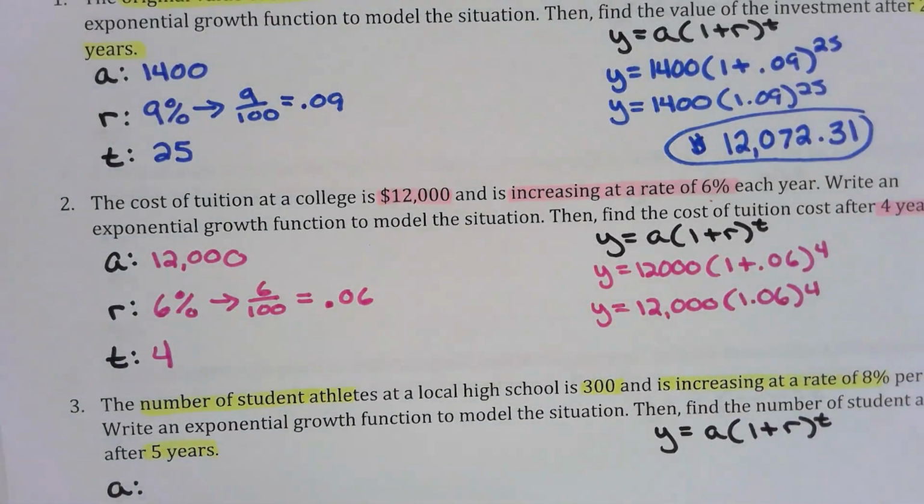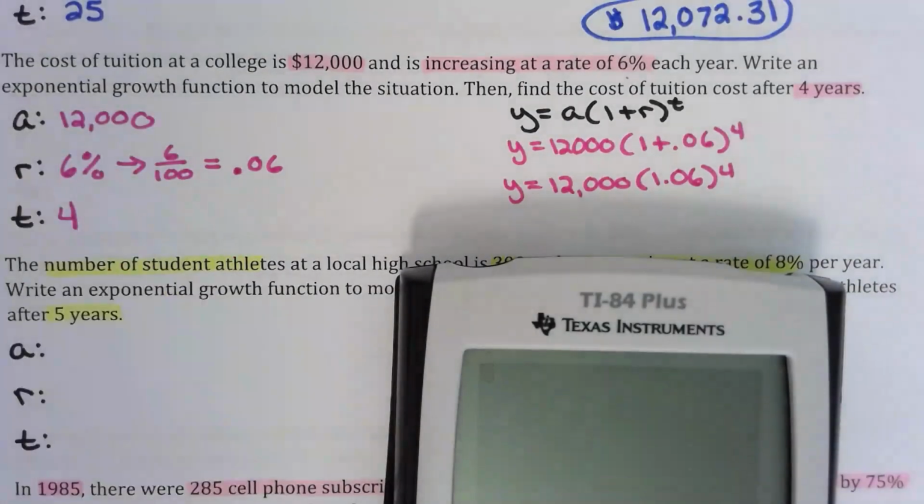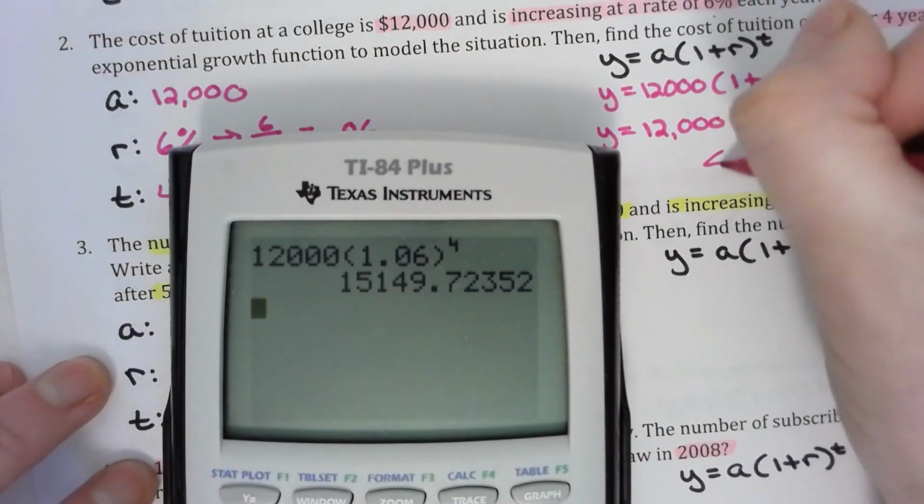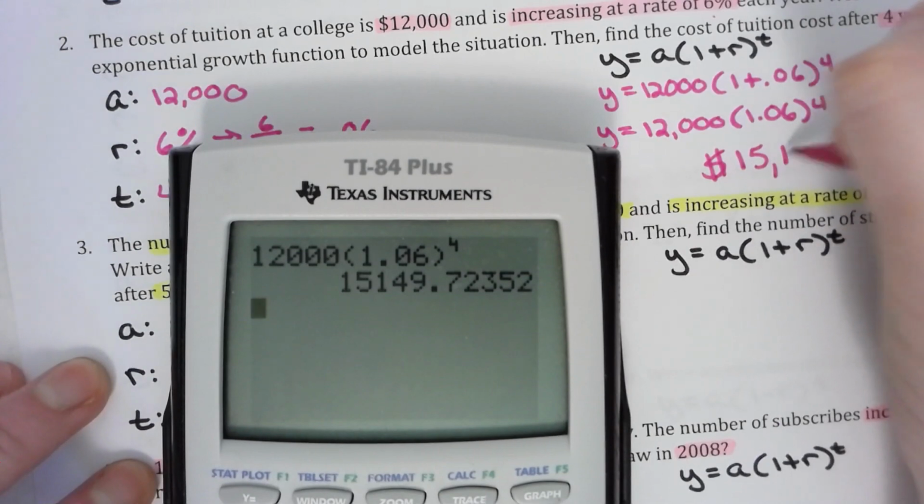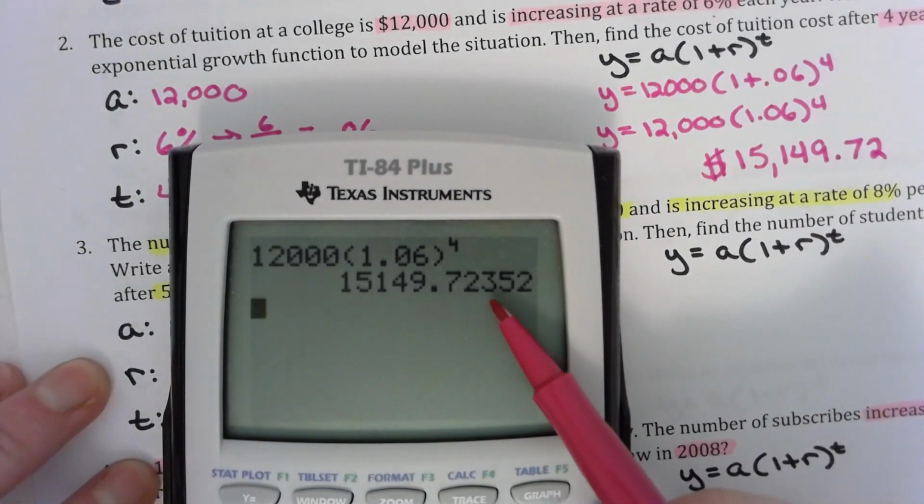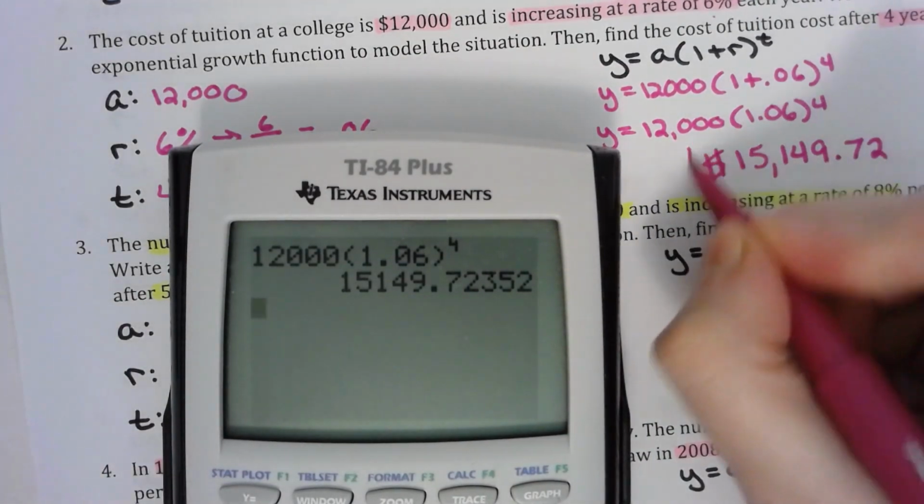We are talking about money again, so it would make sense to do 2 decimal places. I've got 1.06 to the 4th power. Hit enter. Okay, so 2 decimals, that would be 15,149.72. It stays at 2 because the number right after it was less than 5.